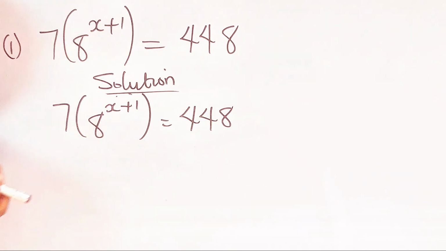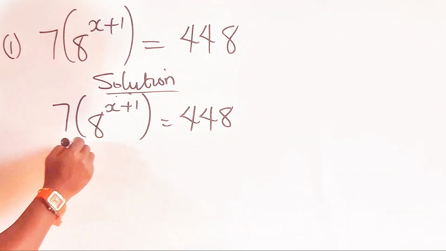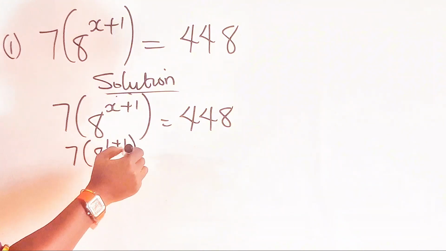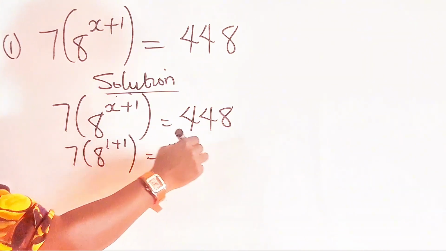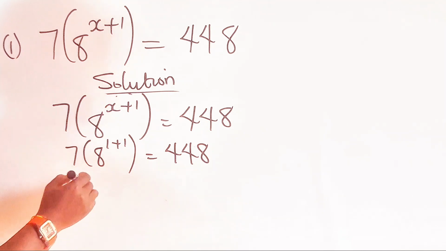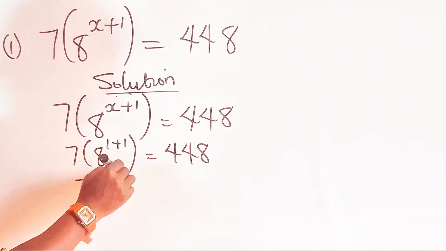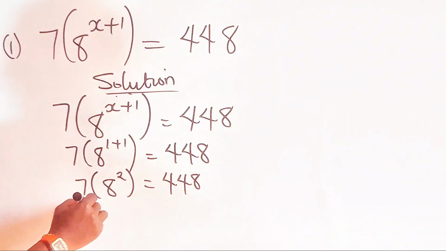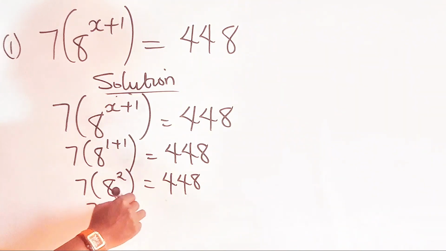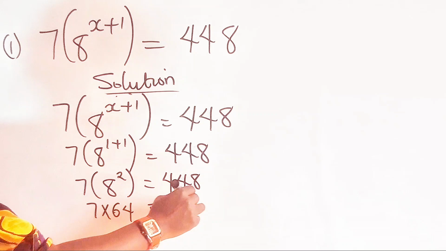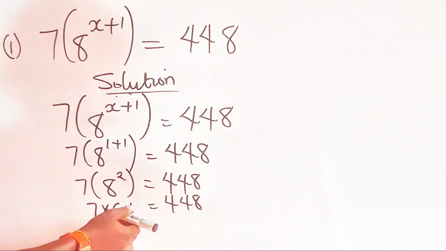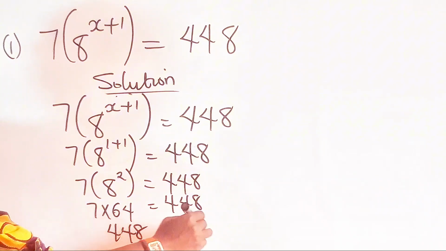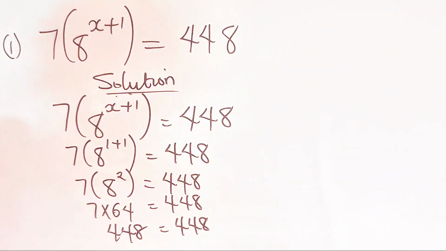Now, let's check if our solving is correct. So, substituting 1 for x, we have 7 into 8 raised to the power of 1 plus 1 equals 448. We have here 7 times 8 raised to the power of 2 equals 448. We have here 7 times 64 equals 448. So 7 times 64 is 448, and we have here 448, which makes our solving correct.